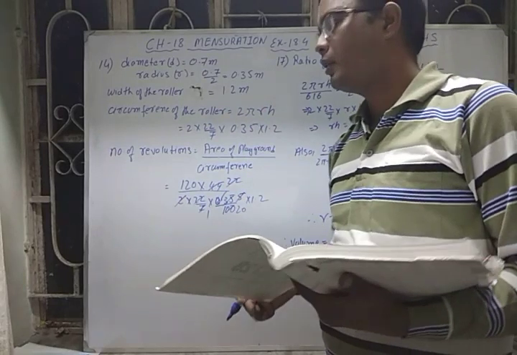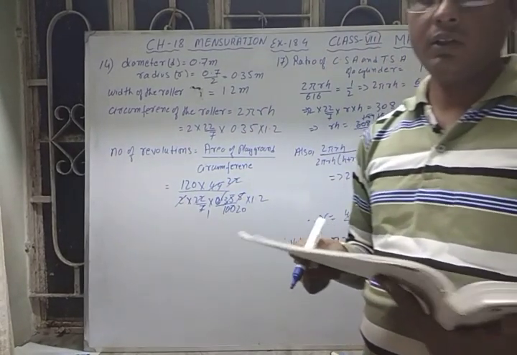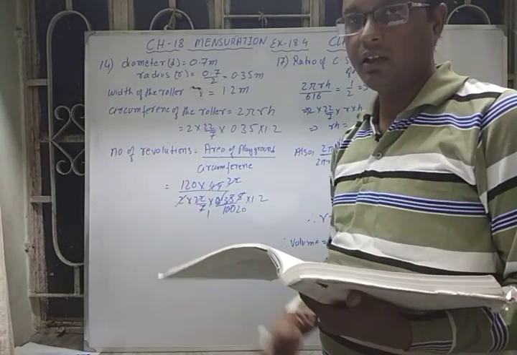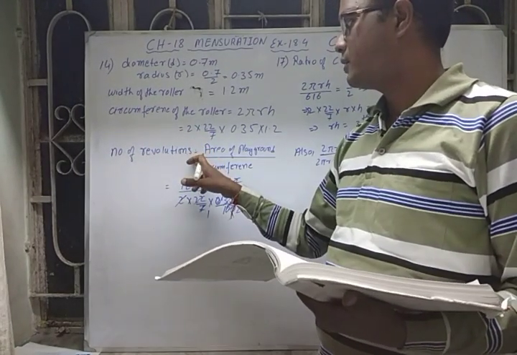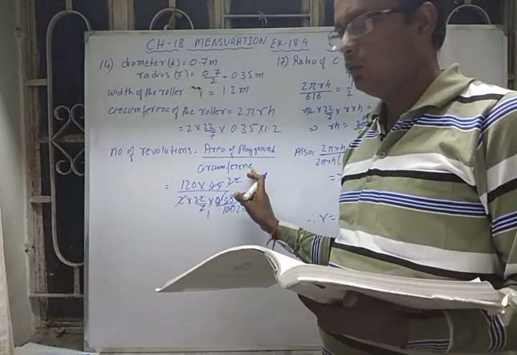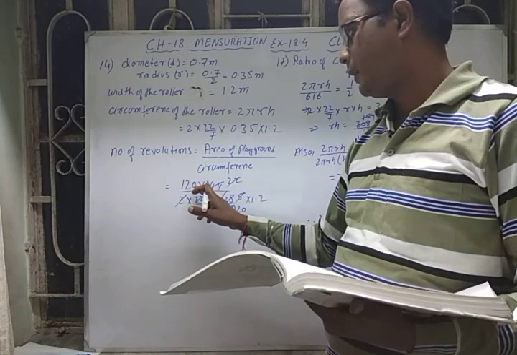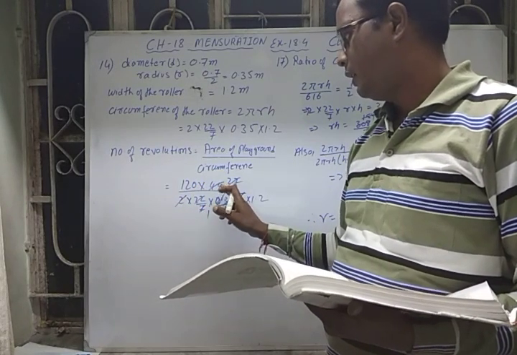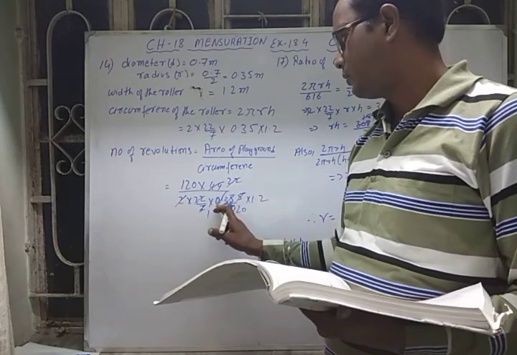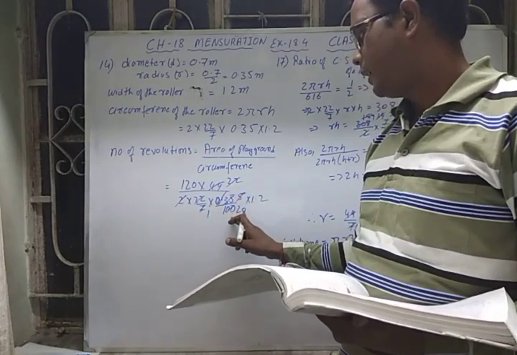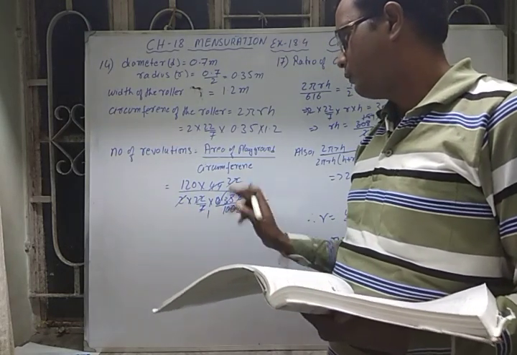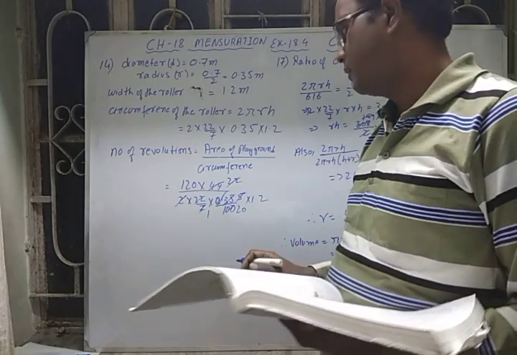Now you have to find the number of revolutions it takes to roll the whole ground whose length and breadth are 120 meter and 44 meter. So the number of revolutions is equal to the area of the playground by the circumference of the wheel. So the area of the playground is 120 into 44 divided by 2 pi rh, means 2 into 22 by 7 into r is 0.35 by 100 into 1.2. Now we have to do some cancellation work here to find the number of revolutions.